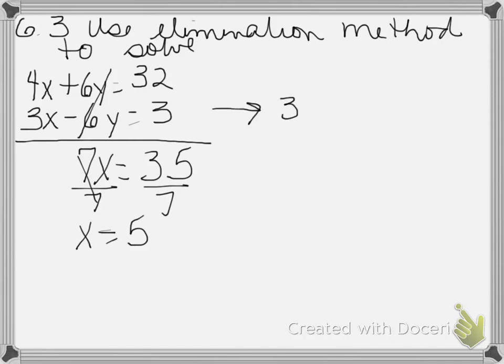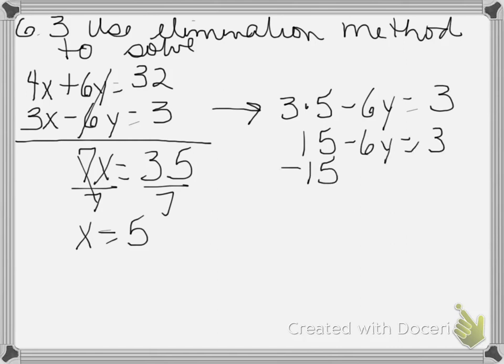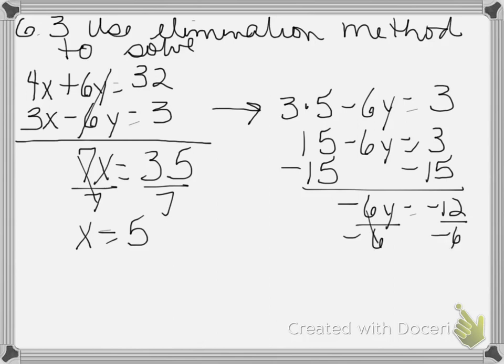So 3 times 5 minus 6y is equal to negative 3. Or excuse me, there's no negative. So 3 times 5, that's 15, minus 6y is equal to 3. Subtract 15, so negative 6y is equal to negative 12. Divide both sides by negative 6, and y is equal to 2. So my answer is 5, 2.